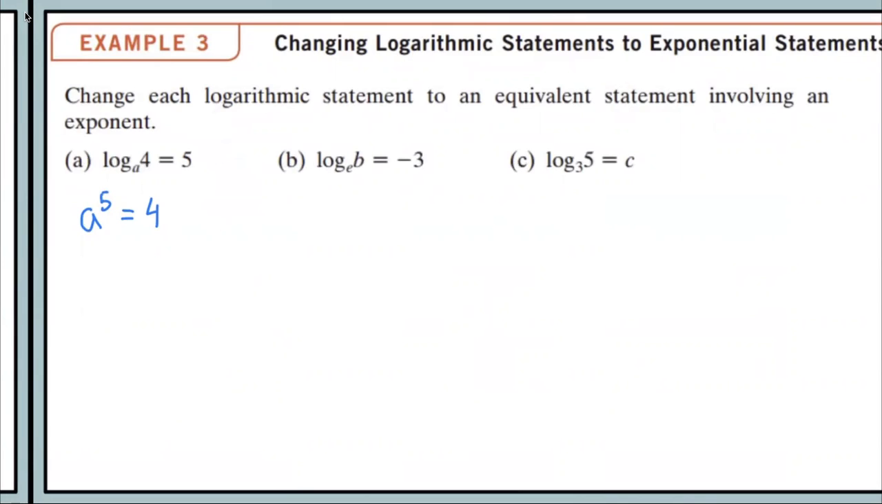So it's right here, log base e of b equals -3. So we're saying e to the power of -3, this to the power of this is equal to b. This one is going to be log base 3, so 3 to the power of c is going to give me 5. And that's basically it. That's the simple version of doing it.